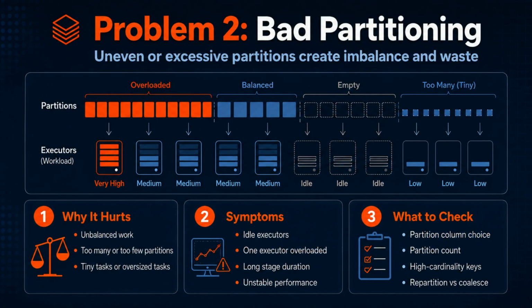The second problem is bad partitioning. Partitions are how Spark divides work across executors. When partitions are balanced, Spark can process data in parallel. But when partitions are too large, too small, empty, or uneven, performance suffers. One executor may become overloaded while others stay almost idle, or Spark may create many tiny tasks that waste scheduling time. The symptoms include idle executors, one overloaded executor, long stage duration, and unstable performance. Check the partition column, the partition count, and whether the key has too many unique values. Good partitioning spreads the work more evenly across the cluster.